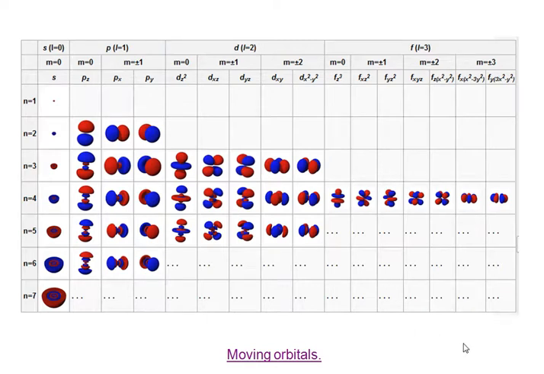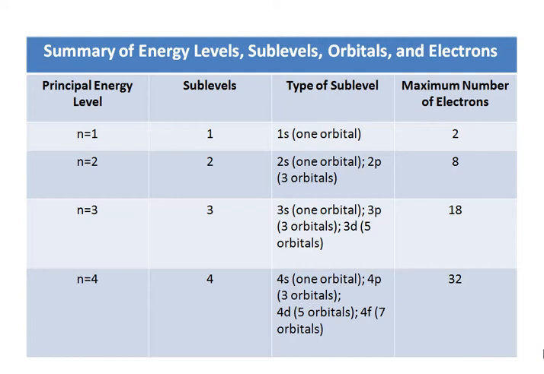Okay, so here's a chart. You should have seen it last year. Hopefully you remember it. The n equals 1 level has one sublevel, and it's a 1s orbital, and it can hold 2 electrons. I could read this chart for you, but I don't need to do the whole thing.